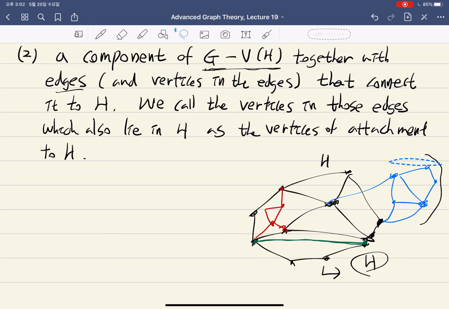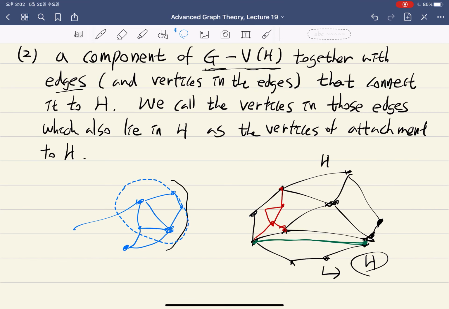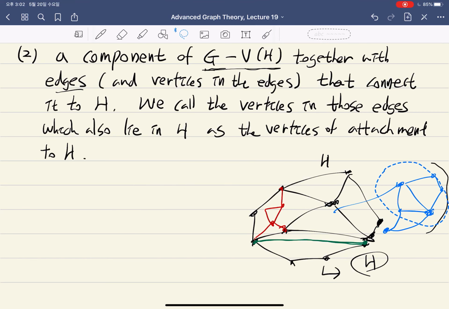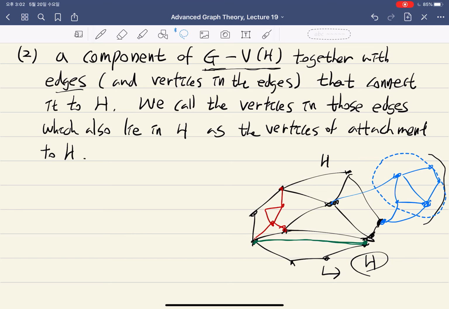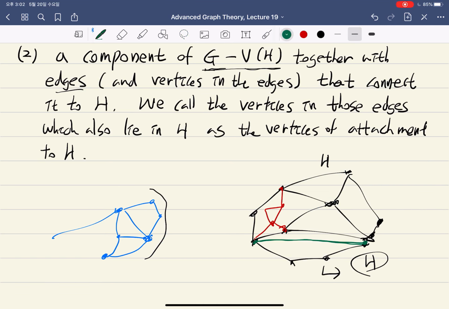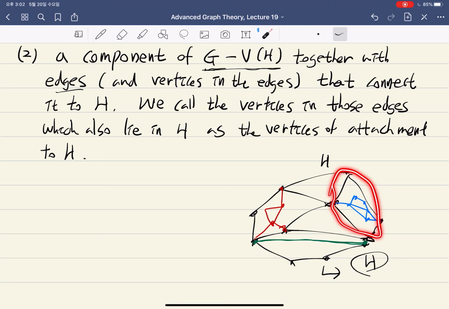By the same logic, this component, this H fragment, can only be embedded inside of this face. So you have to embed it inside of this face.